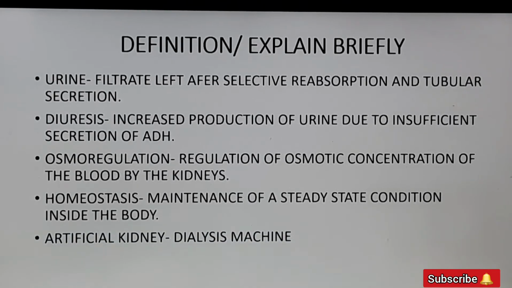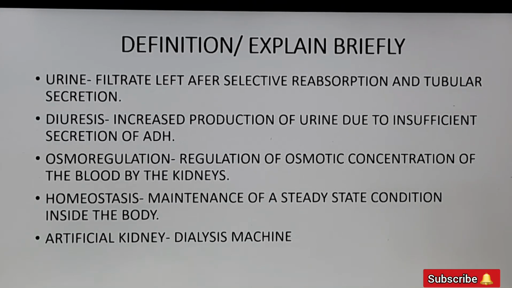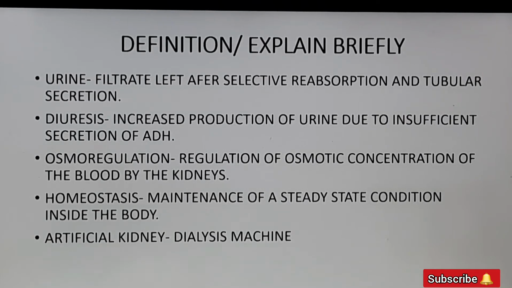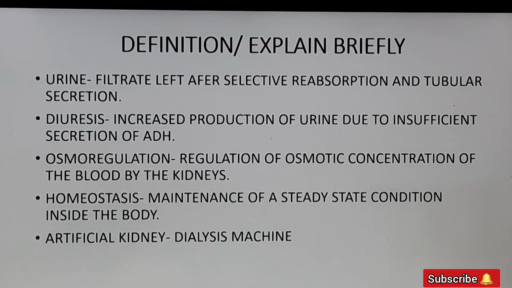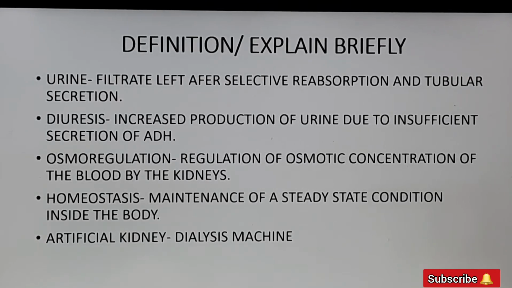Artificial kidney is the dialysis machine. In certain cases, when both the kidneys of a person fail to function properly, it can be asked as explain briefly, not as definition, as explain briefly or write short notes. Then you have to explain that when both the kidneys of a person fail to function, then the blood is filtered using the dialysis machine, which is otherwise called the artificial kidney.